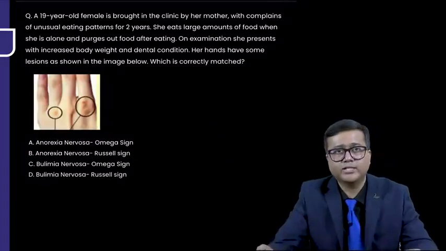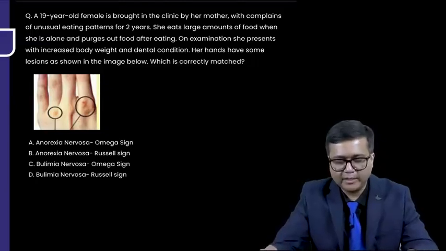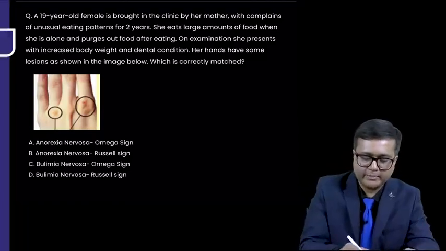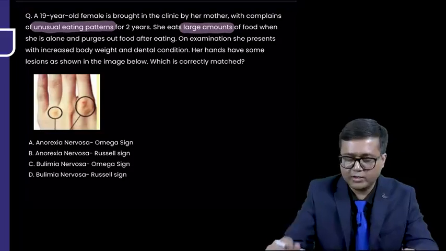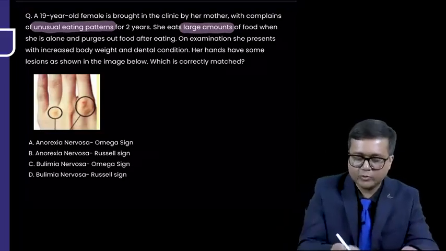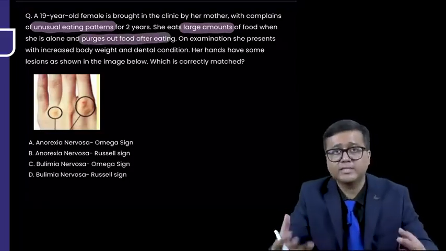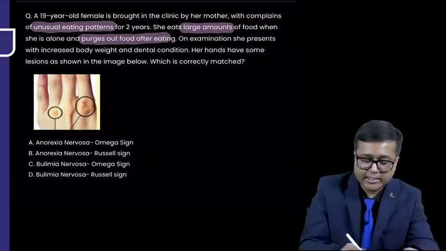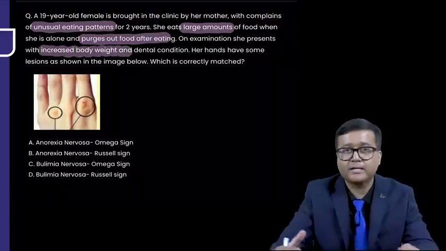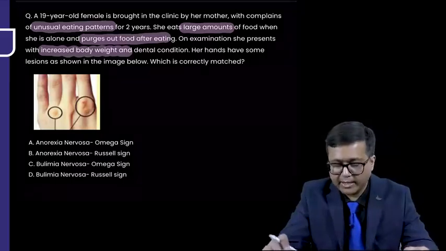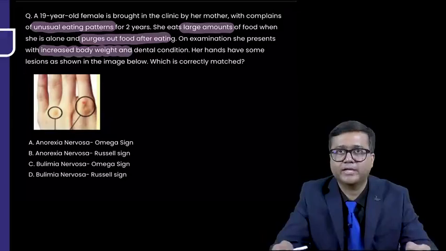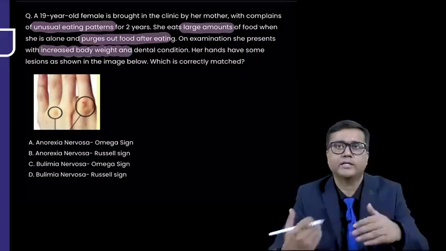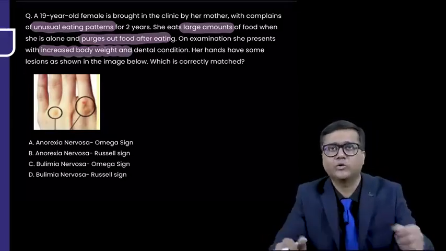Now coming to the next question. A 19-year-old female is brought to the clinic by her mother with complaints of unusual eating patterns for 2 years. She eats a large amount of food when she is alone and then purges out food after eating. On examination, she presents with increased body weight and her dental condition is poor. Her hands have some lesions as shown in the image below. Which of the following is correctly matched? If you see the image, there are some injuries, some callus formation on the knuckles.